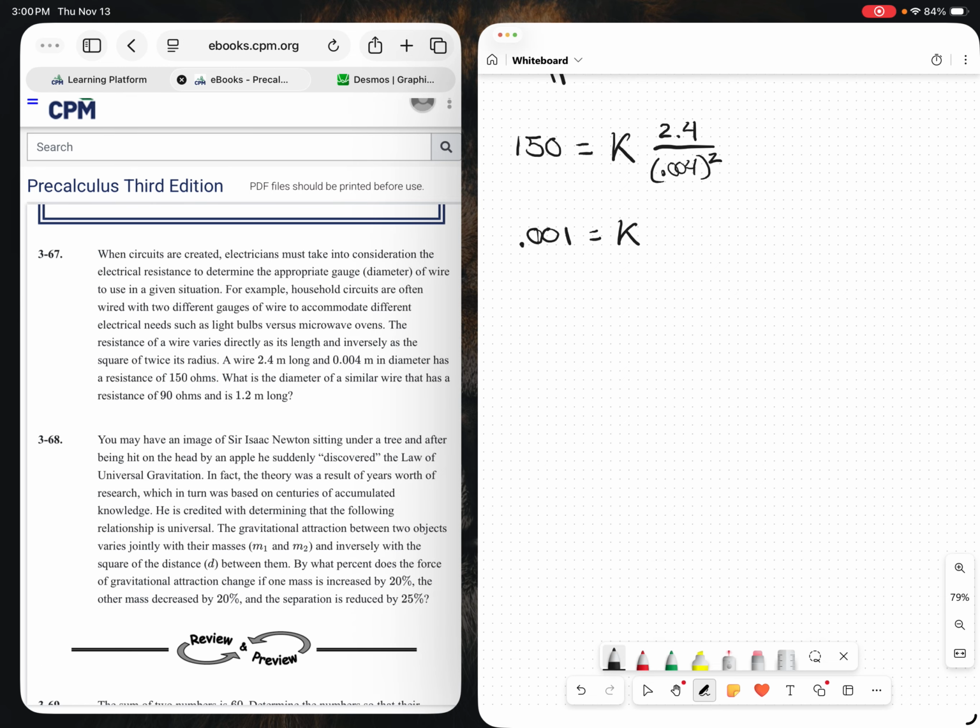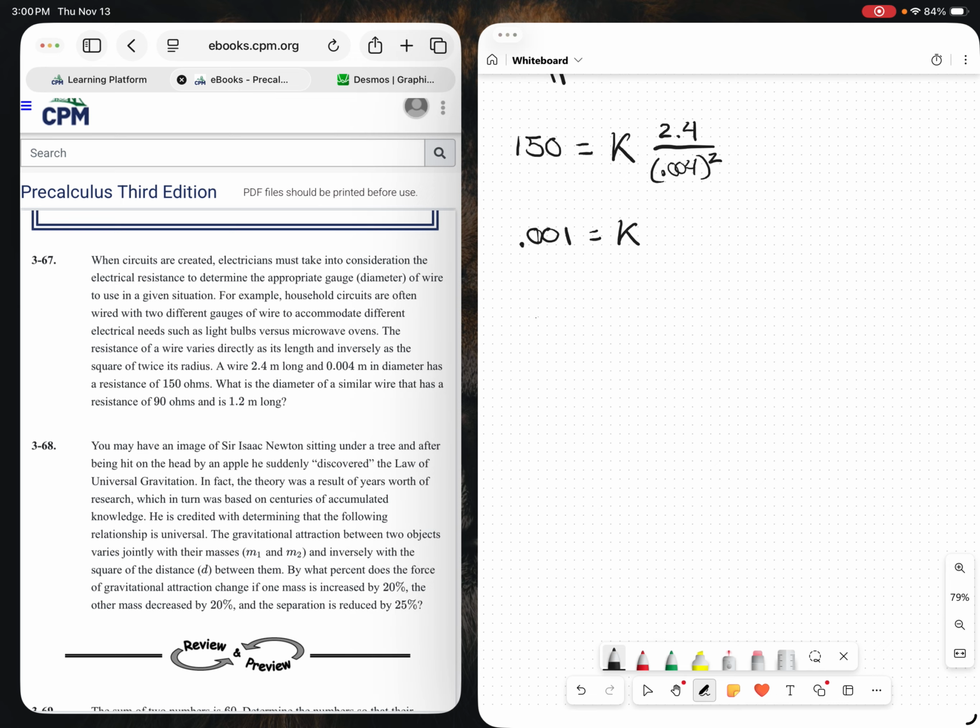We're trying to find D. So we have a resistance of 90 ohms. We have a 0.001 constant of variation. We have a 1.2 meter wire, and we're trying to find this diameter squared. So let's go ahead and do this, right? This 1.2 times 0.001, and I'm basically multiplying D squared over, and then I'm going to multiply this together here.